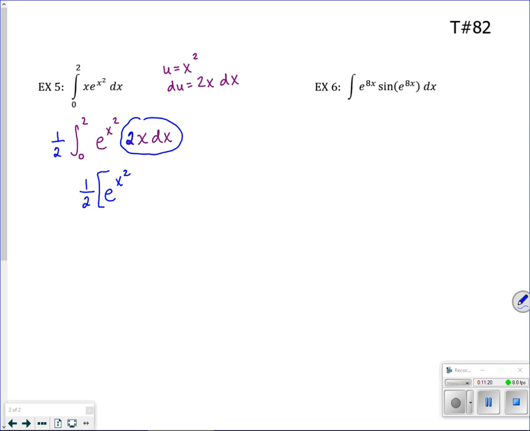I like to put my evaluating here from 0 to 2. So I have 1/2. That would be e to the 2 squared, which is 4, minus e to the 0. Don't you ever leave e to the 0. And my final answer would be 1/2 e to the 4th minus 1. Or, of course, e to the 4th minus 1 over 2. How they write the answer in multiple choice, I don't know. But you get that answer.